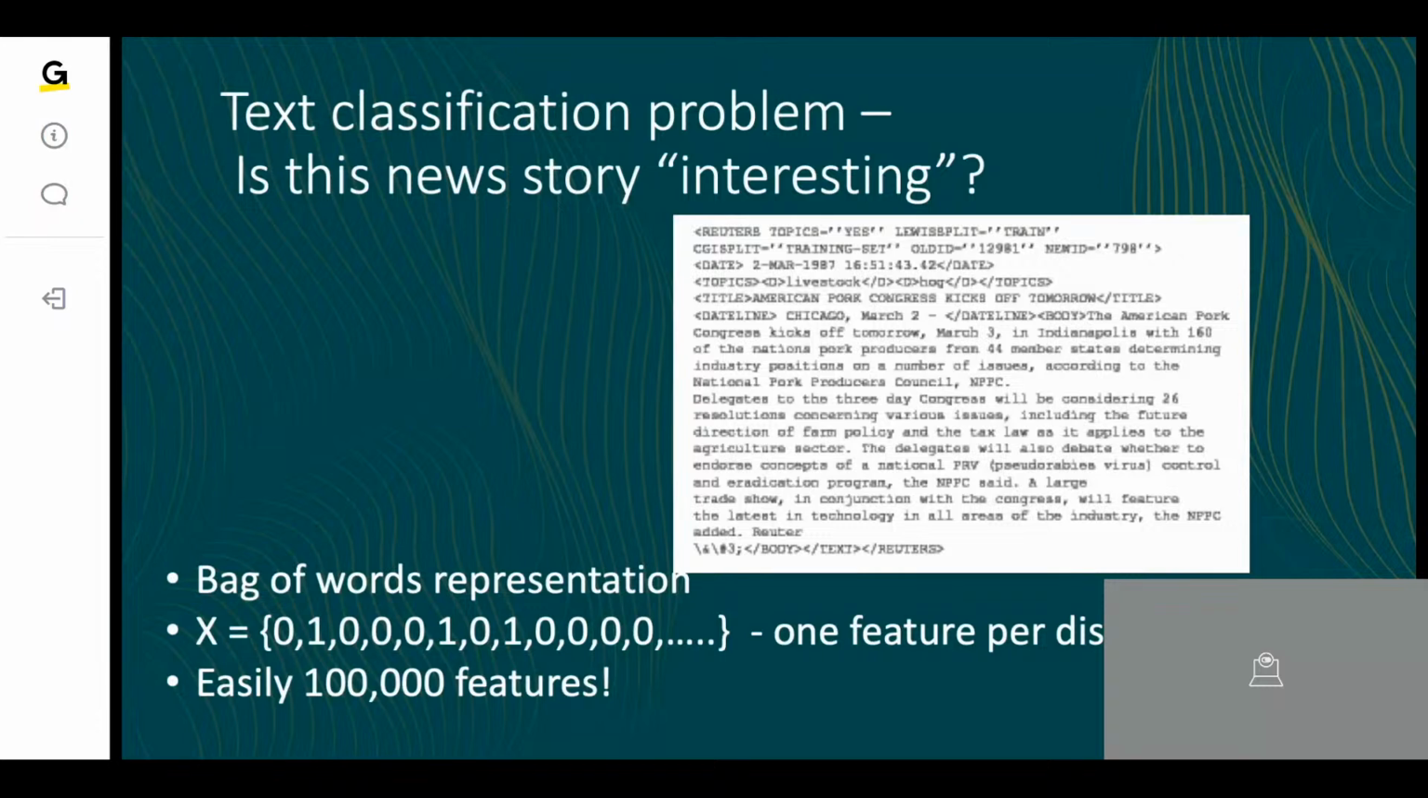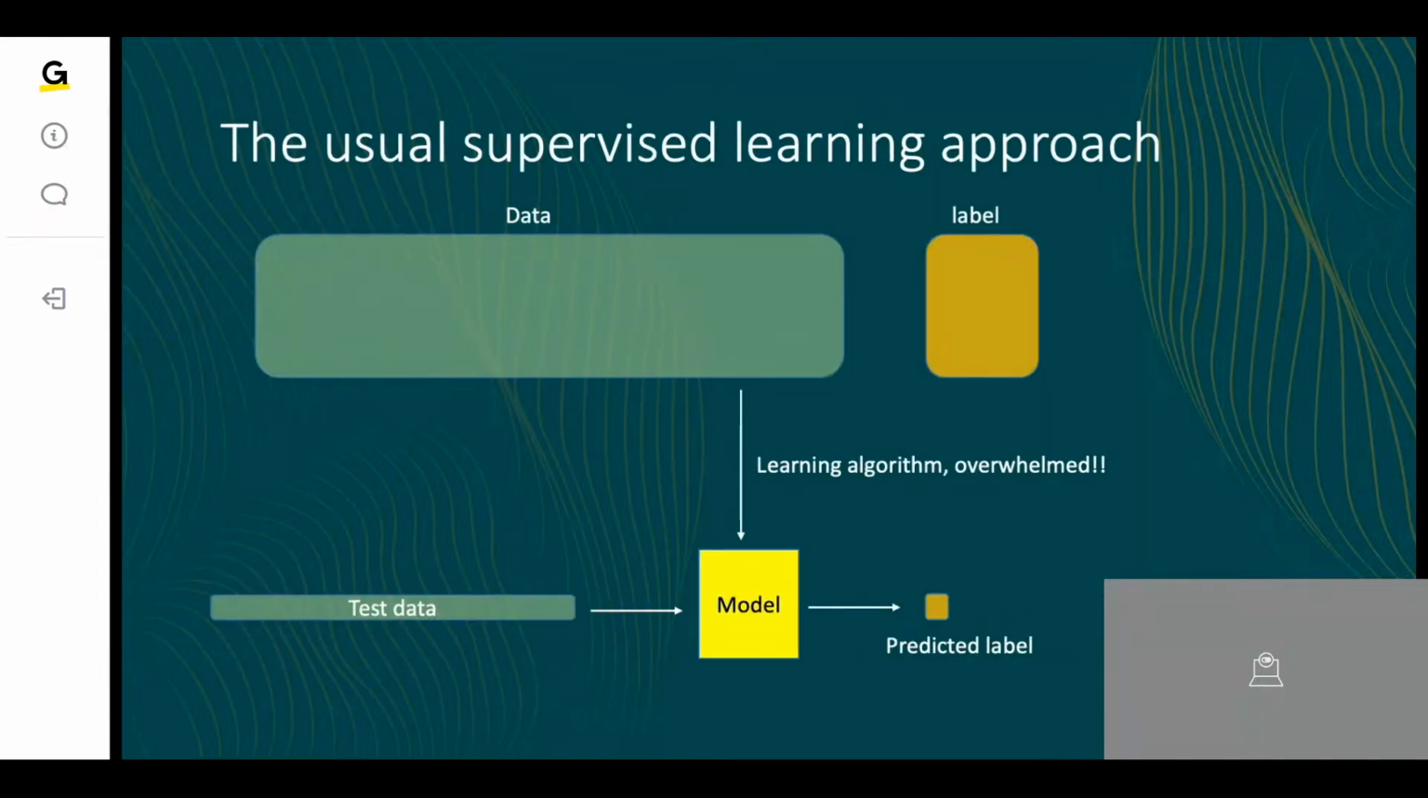So then the question becomes, how do we solve this problem? Because essentially now you have data coming in. The problem is the same, to predict a classification label, but now your learning algorithm is overwhelmed because of the multitude of features on which it has to learn the weights, right?